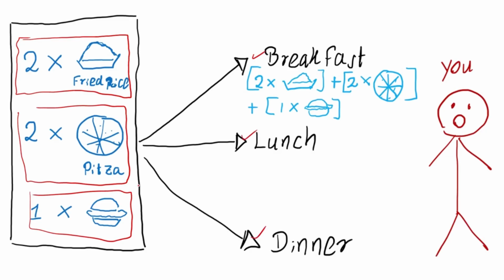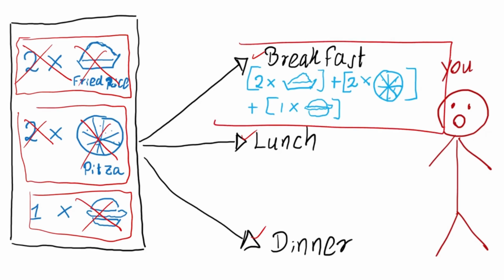You are so hungry, so you ate the 2 fried rice. So they are gone. But you are still hungry. Let's say you eat the 2 pizzas also. They are also gone. You are still hungry. You eat the last burger also. So if you use all the food at breakfast, there won't be anything left for lunch and dinner. So you will have only 1 meal for the day.